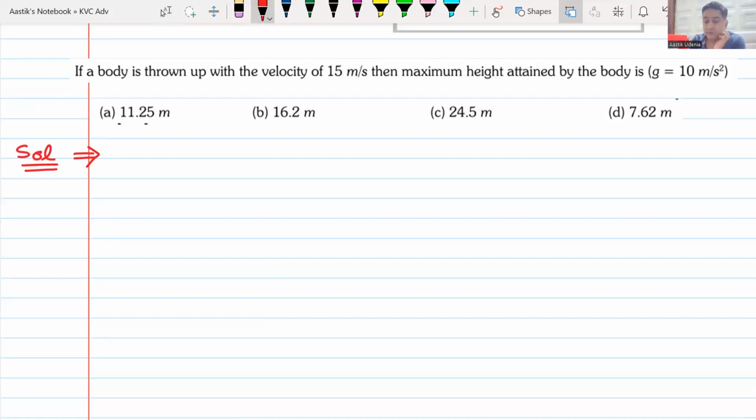So u square by 2g. Yes, beta? Sorry, I missed your thing. Can you repeat again? H is equal to u square by 2g, sir. Formula applied. Yes, you can straight away, instead of using all this equation, you can straight away use h is equal to u square by 2g and get your answers pretty fast.